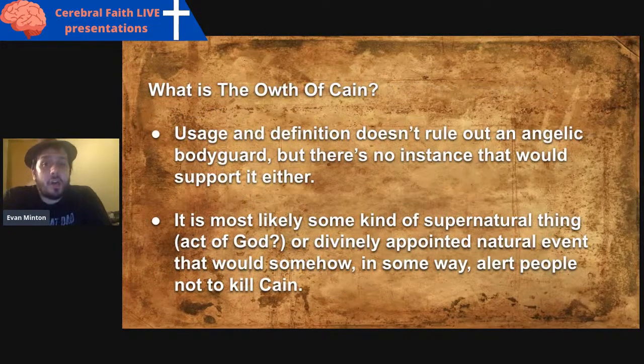So what is the sign of Cain? Usage and definition doesn't rule out an angelic bodyguard, but there's no instance that would support it either. The conclusion that I've come to is that it's likely some kind of supernatural thing, an act of God or divinely appointed natural event that would somehow, in some way, alert people to not kill Cain.